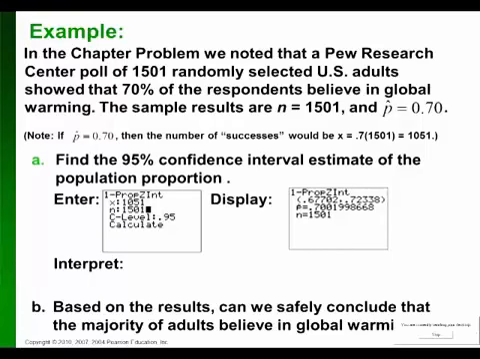You're going to have to type in, since X stands for a number of successes, you can't have half a success or a third of a success. That's why when we multiplied 70% of 1,501, we had to round to the nearest whole success. Because you can't have half a success.